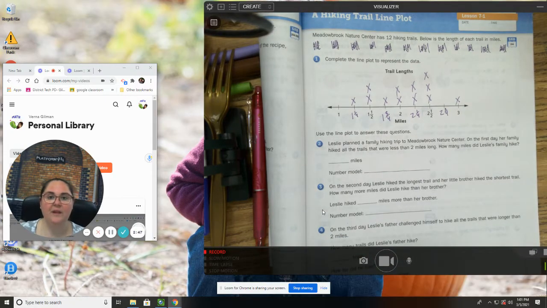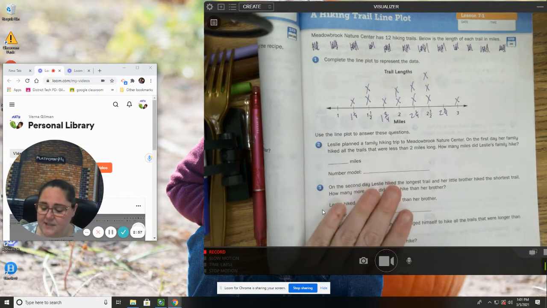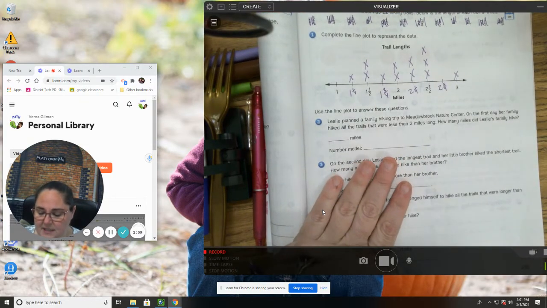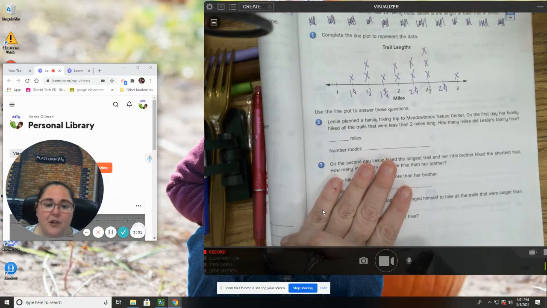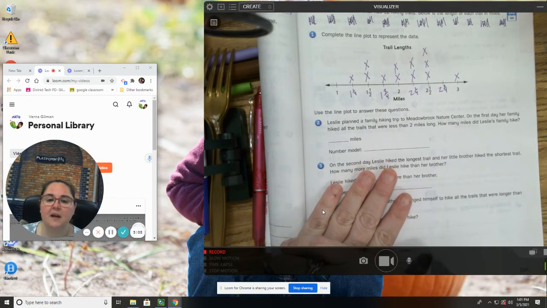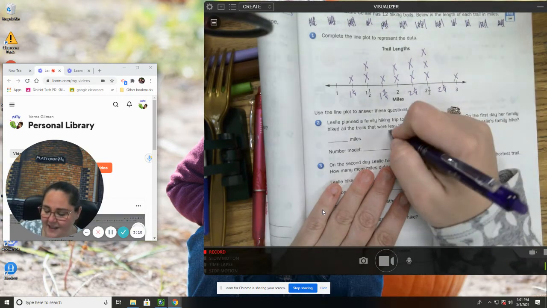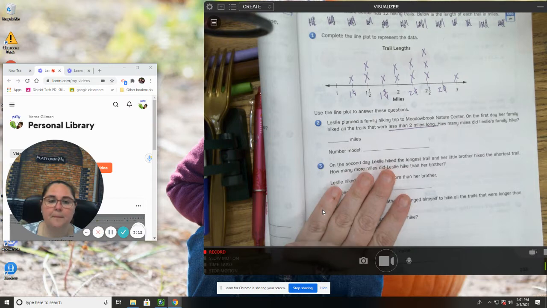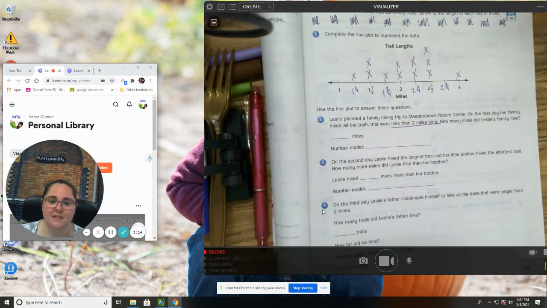Now, we've looked at line plots, we looked at data, we did a lot of work with mean, median, mode, and range. We are going to kind of use some of those ideas with the questions that we have on this page. So it says, use the line plot to answer these questions. It says, Leslie planned a family hiking trip at Meadowbrook Nature Center. On the first day, her family hiked all the trails that were less than 2 miles long. How many miles did Leslie's family hike?